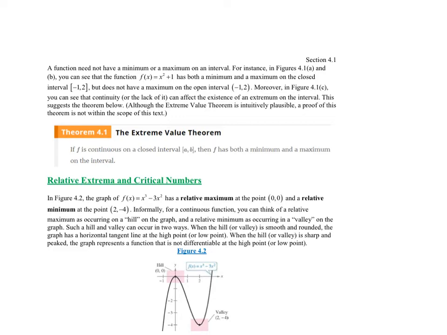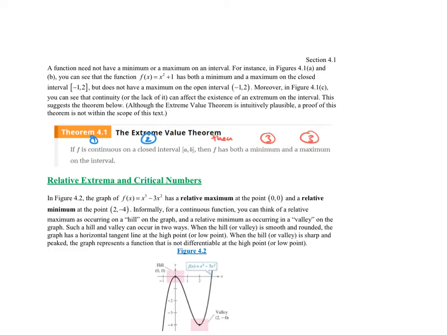Although the extreme value theorem is intuitively plausible, the proof of this theorem is not within the scope of this text. So in other words, we are not going to prove this, you just need to know this. So what are the conditions? The first condition is it has to be continuous. The second condition is you have to have a closed interval. If that happens, then you have a maximum and you have a minimum. That's what the extreme value theorem says.